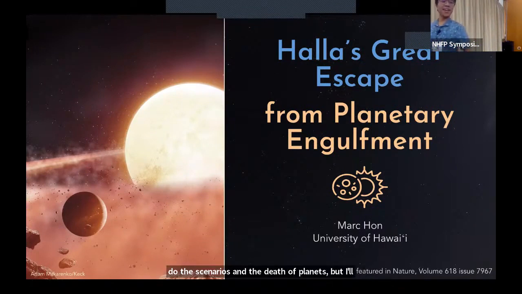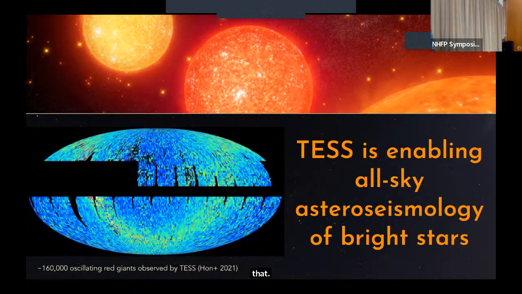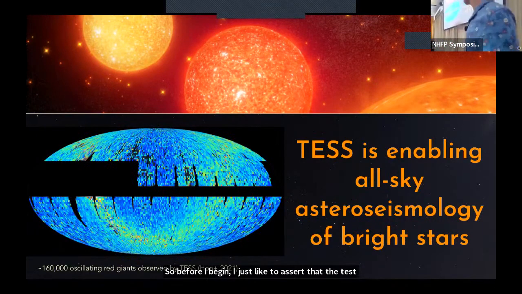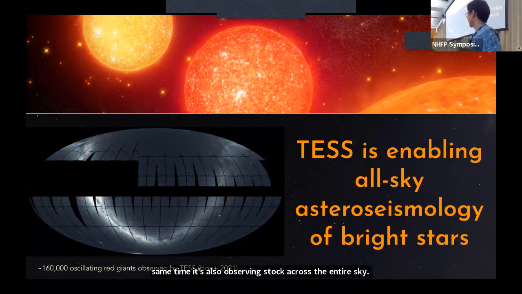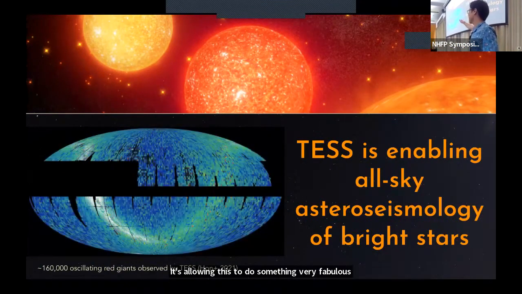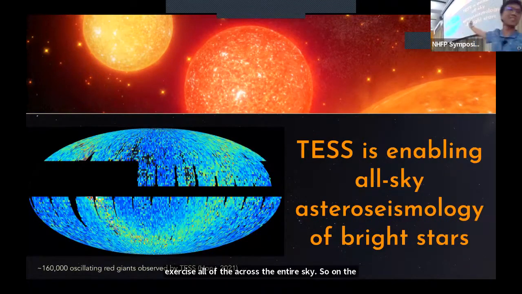So before I begin, I'd just like to assert that the TESS Space Telescope is finding planets, but at the same time, it's also observing stars across the entire sky. It's allowing us to do some very fabulous astroseismology across the entire sky. On the bottom left here, this is basically a heat map of the masses and therefore ages of stars across the entire sky.